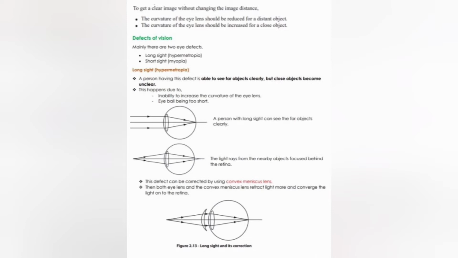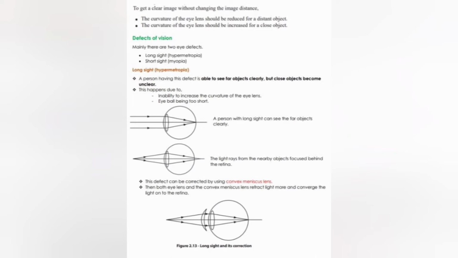First we'll learn about long sight. A person having this defect is able to see far objects clearly, but close objects become unclear. This happens due to inability to increase the curvature of the eye lens, or the eyeball becoming too short. In the first diagram, a person with long sight can see the far objects clearly. But in the second diagram, the light rays from the nearby object are focused behind the retina.